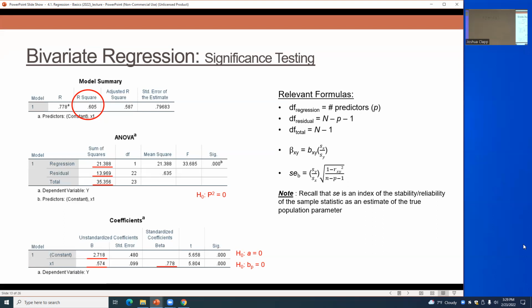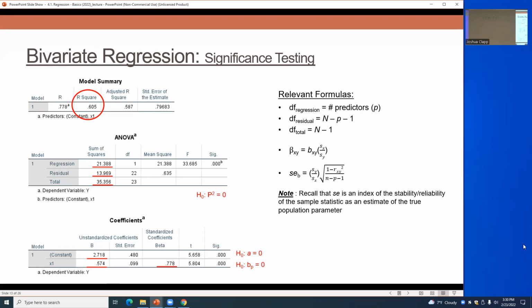We got a p-value for my constant. What is this telling me? What do you think, Matt? That the A is not equal to 0? Yep, it's just that the A is not equal to 0. Is this interesting? Not particularly. We're generally not interested in the constant.